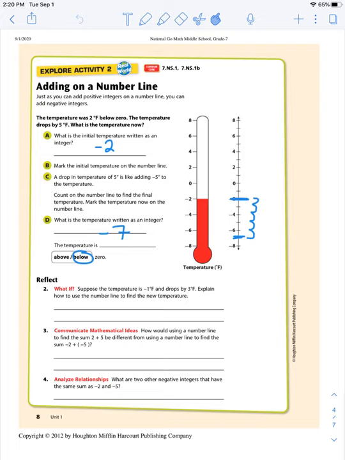All right, so let's reflect on that. What if the temperature was -1 and drops by 3? -1 plus -3 is -4.